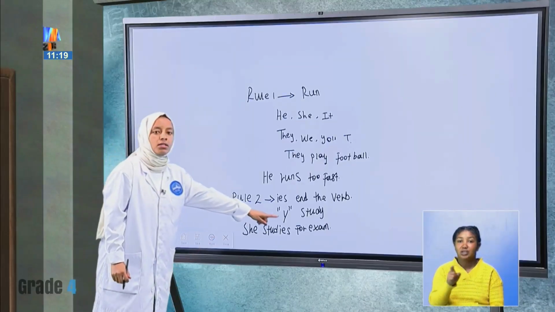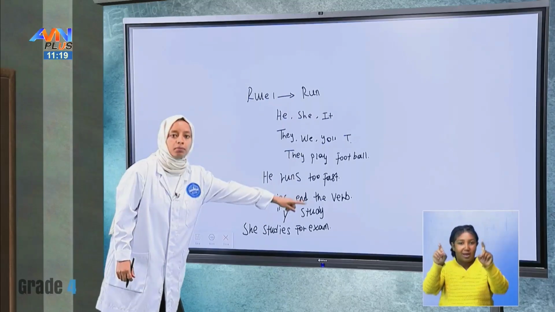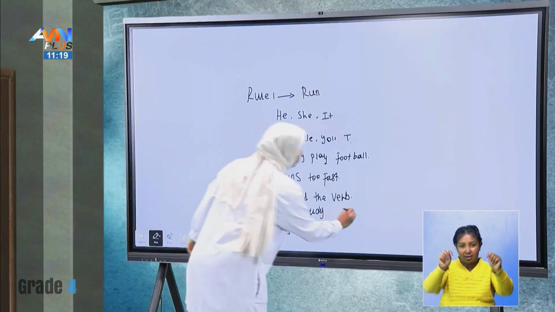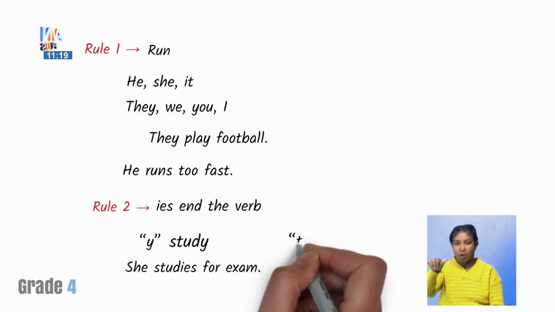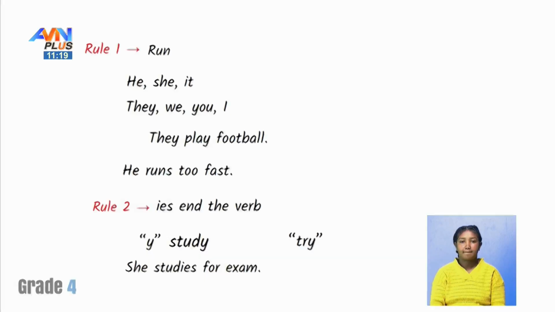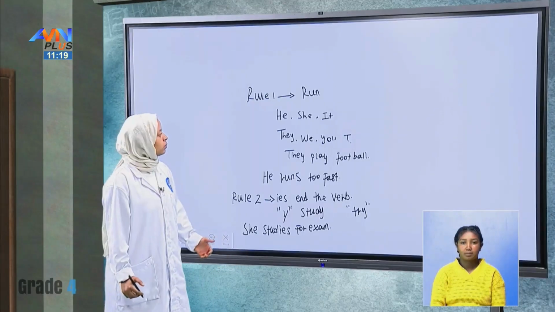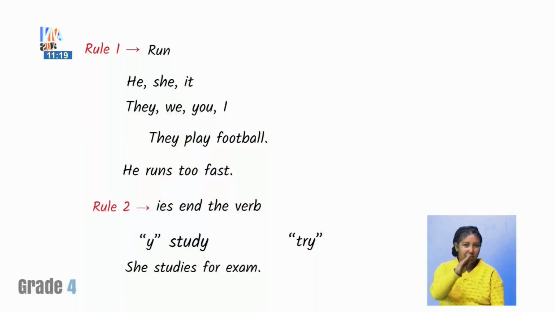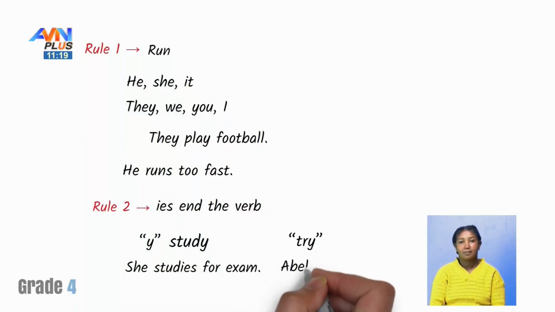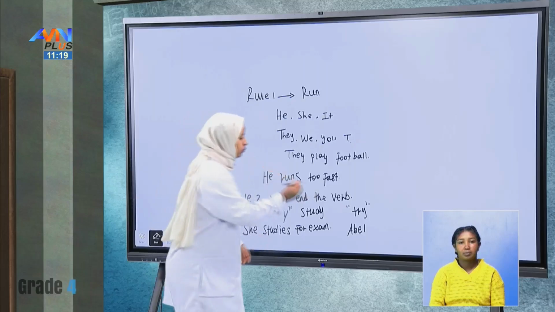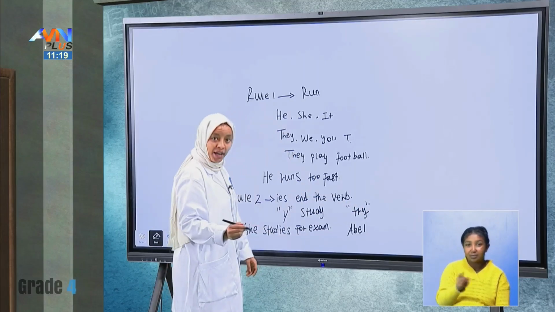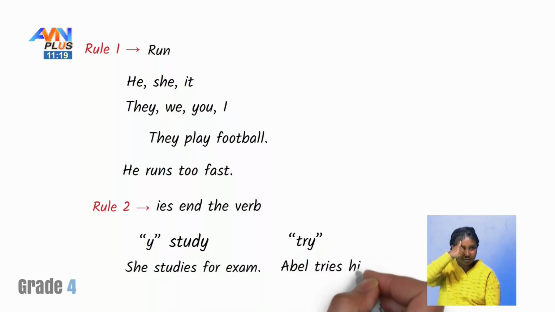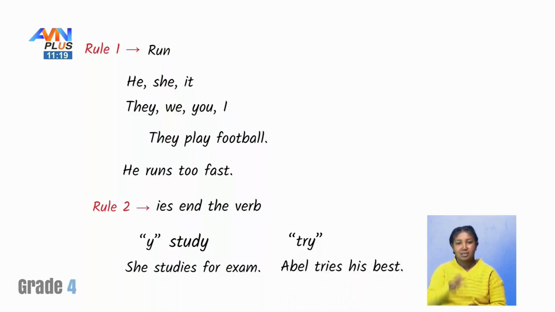She studies for exam. And let us add one. For example, let us say try. Let us mention, for example, Abel. Let us cancel Y here and add IES. Abel tries his best.